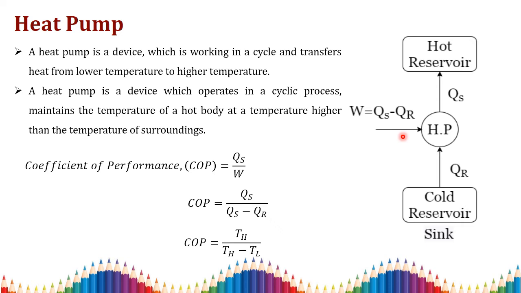So here again output by input is the coefficient of performance of the heat pump. What is the output here? The output is the heat supplied and the input is the work done. So QS divided by W, and W can be written as QS minus QR. Again, Q is a function of temperature, so we can write the COP of the heat pump as TH divided by TH minus TL.